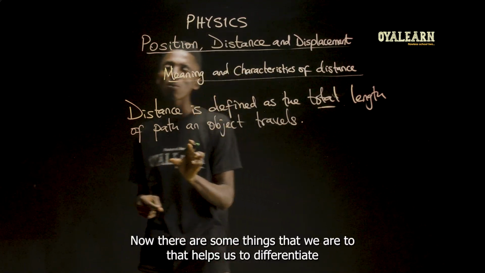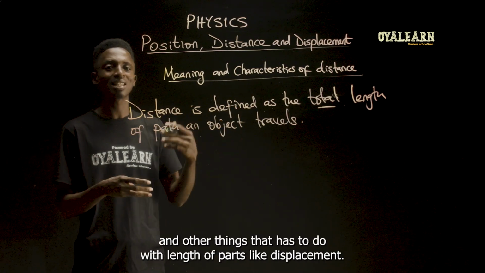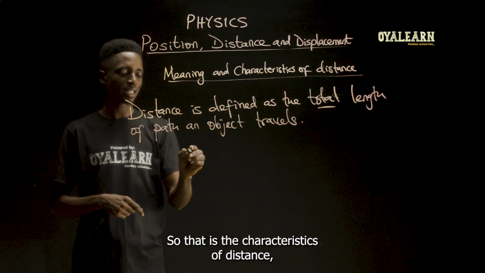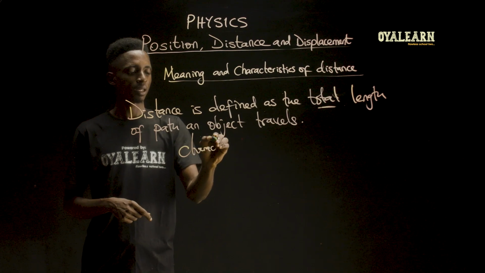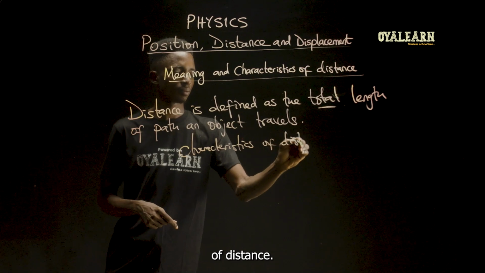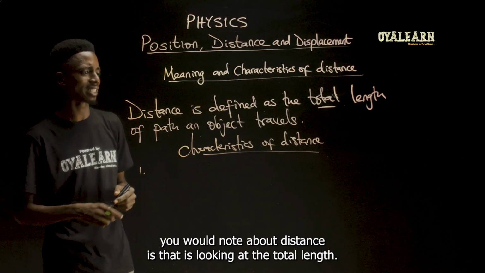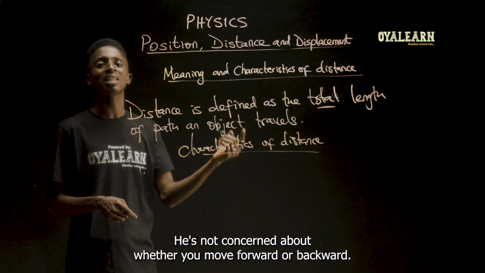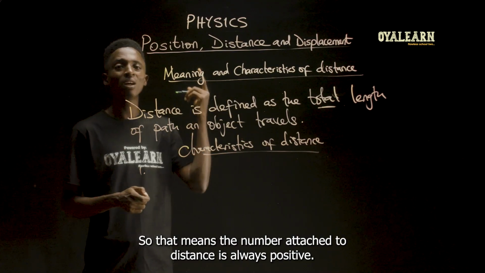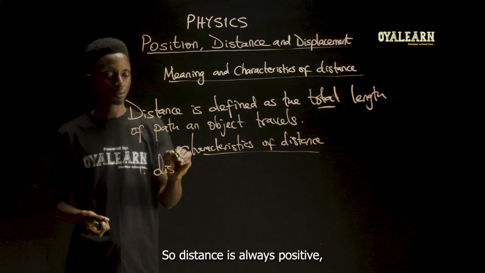Now there are some things that help us to differentiate between distance and other things that have to do with length of path, like displacement. So those are the characteristics of distance. Now, the first thing you would note about distance is that it's looking at the total length. It's not concerned about whether you move forward or backward. So that means the number attached to distance is always positive. So distance is always positive.